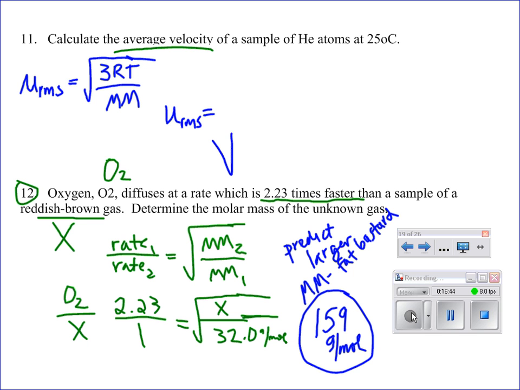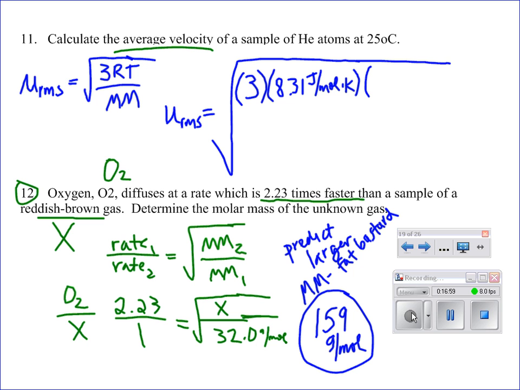Now I'm going to make it big because I'm going to put units in there. So 3, what's my R? We've got to do the energy R. 8.31 joules per mole K. And then what's our temperature in this case? We have to do it in Kelvin, and that's 298 K. 25 degrees Celsius is room temperature, so you'll know 298 K by heart by the time you're done with this class. We use it so much.